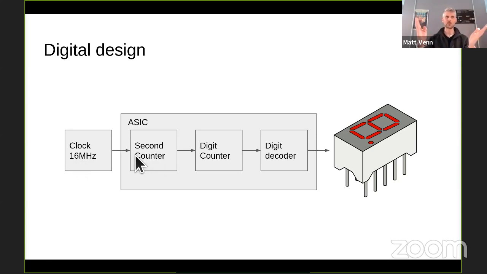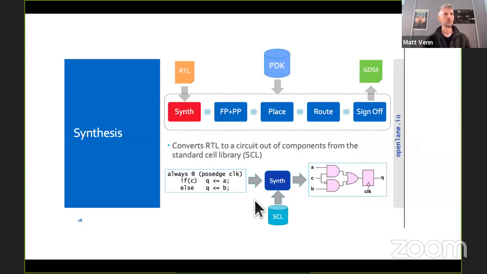And once that counter gets up to 16 million, we can send a trigger to a digit counter, and this will count from 0 to 9. And then we'll make something that takes that 0 to 9 and decodes it into the segments that we need to have on our 7-segment display. And then we'll walk that through the whole OpenLane process.